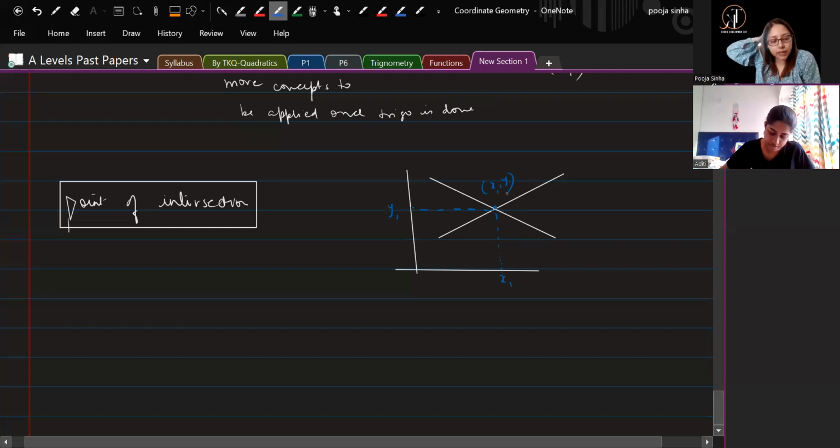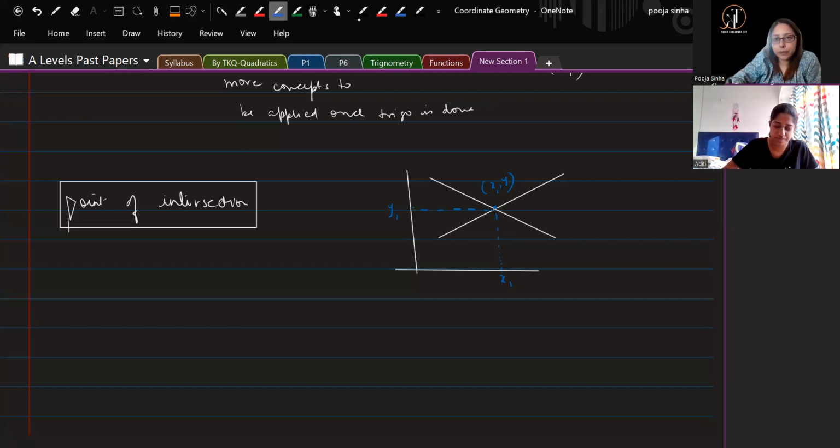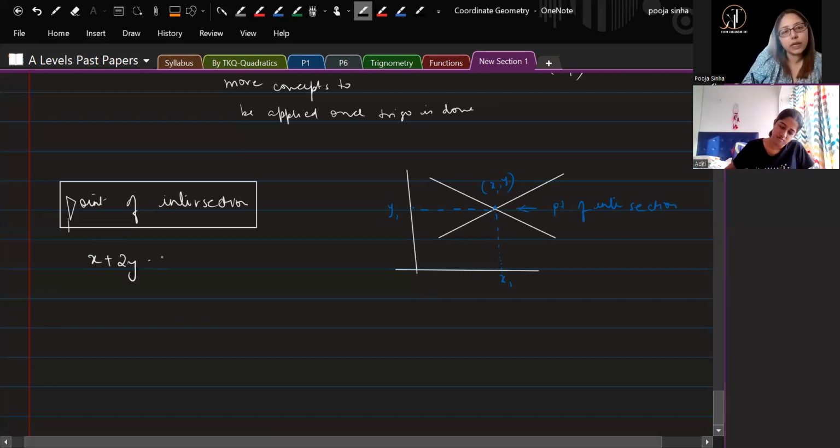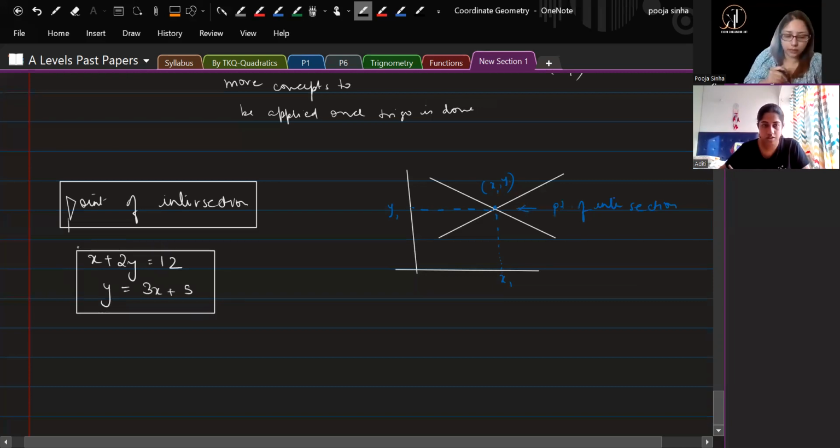Point of intersection graphically हम कैसे निकालेंगे? The point where they intersect. Yeah. लेकिन algebraically कैसे निकालेंगे? So for that, you will be given two equations. Okay? Let's say the equations are x plus 2y equals 12, and another one is y equals 3x plus 5. These are the two equations given to you. Okay? अब इनको हमको solve करना होगा. And you have to solve in such a manner that the method is called simultaneous equations.